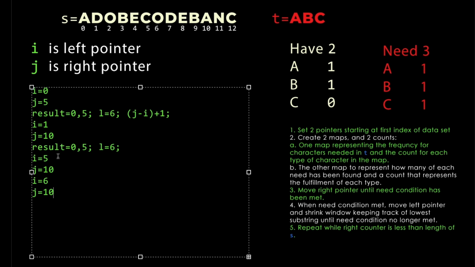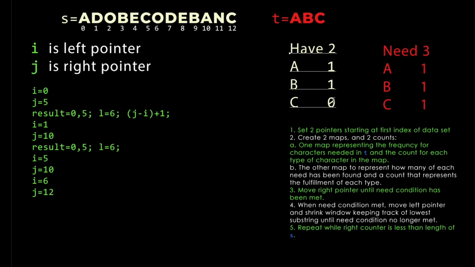Our j is still at 10, but since the condition no longer meets, we're actually going to be moving up our j. And it's an n. We don't need any n's, so we continue. It's 12. We do need c's, and so we increment that. And it meets the condition, so we increment our have count as well. And whenever our have count meets the condition of our need count, we know that we need to increase the left pointer, but we're going to keep track.